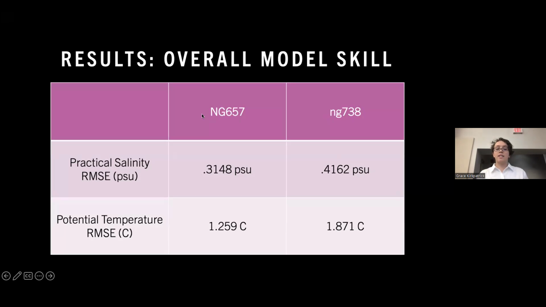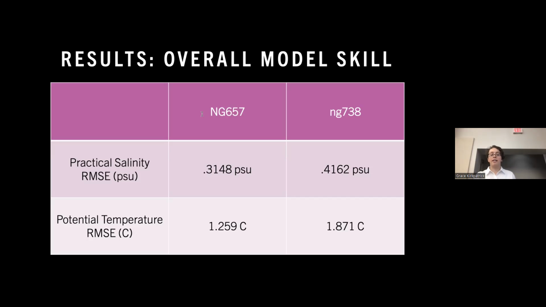We can understand these transects better by calculating some overall statistics of model skill. I chose to use the root mean square error between the model and the binned glider observations. In an absolute sense, the errors associated with the model glider comparison are not negligible, but are fairly low. But although the absolute errors are pretty low, the errors associated with the practical salinity along NG738's trajectory are 32.2% higher than those for NG657. And the errors associated with potential temperature along NG738's trajectory are 48.6% higher than NG657's.